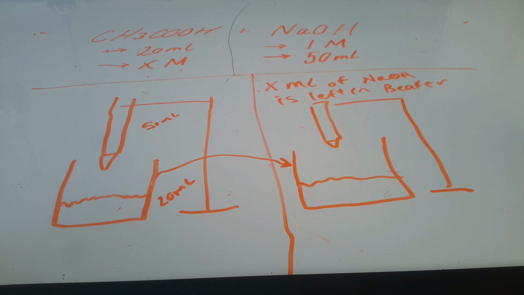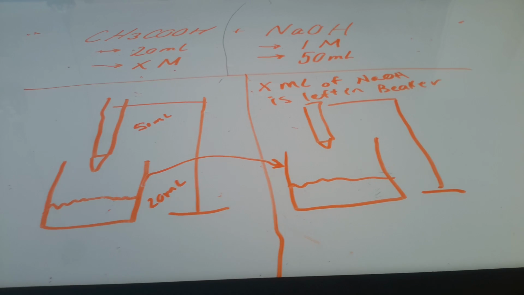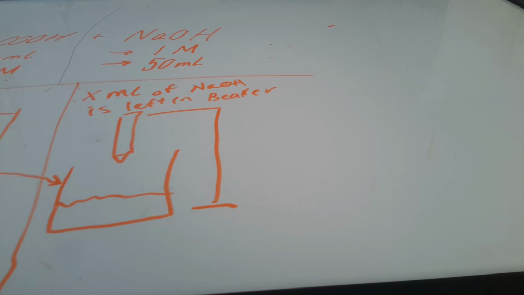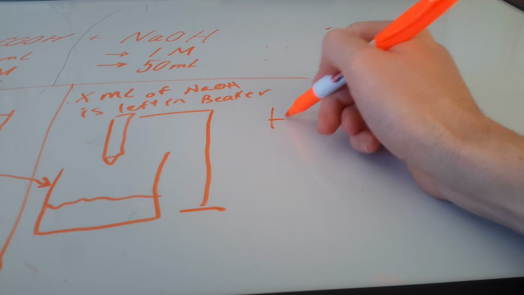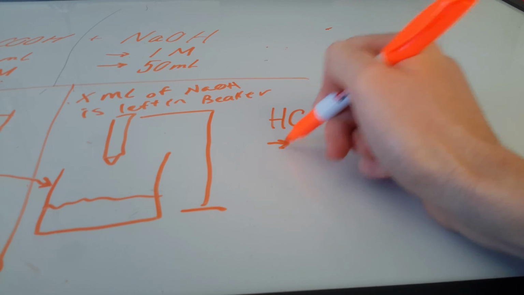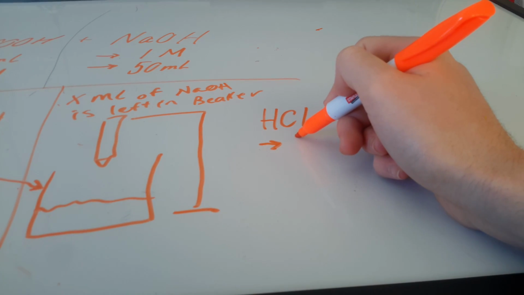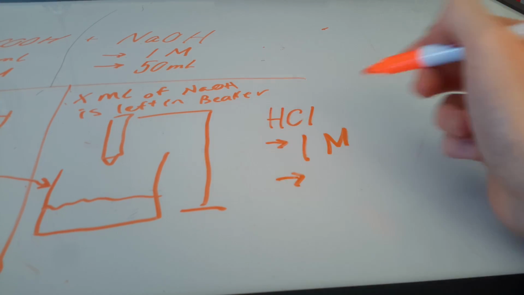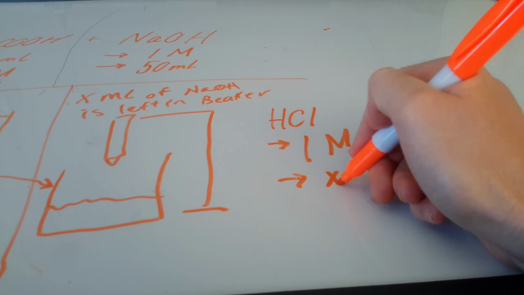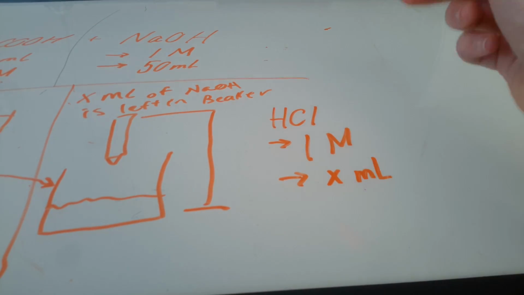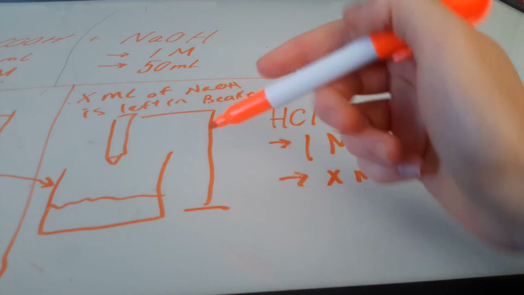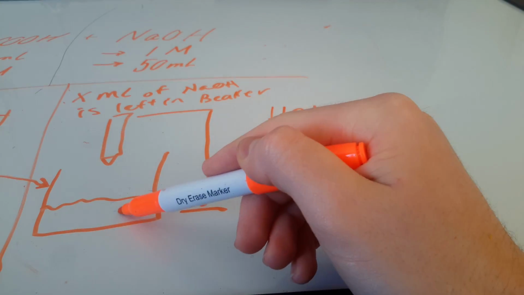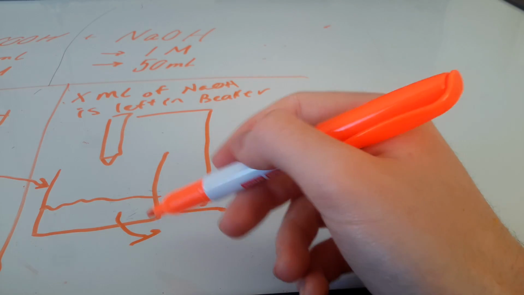We're going to use, for the purpose of this experiment, some HCl. So this HCl, we are going to know the molar concentration. For the sake of this experiment, let's just say it's 1 M. And we want to determine how many milliliters of HCl we need to neutralize whatever base is left inside the beaker.